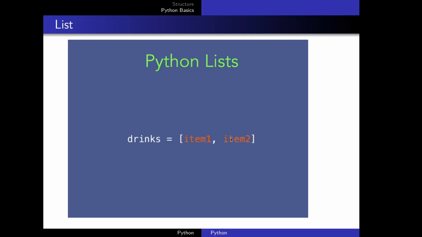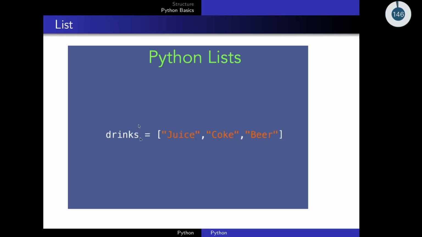Item 1 and item 2 can be of different types. For example, item 1 can be an integer and item 2 can be a string. So there can be many types of data in a list. They don't have to be of the same type. If we look at one more example, we can look at a list of drinks containing juice, coke and beer. This is how we create a list.